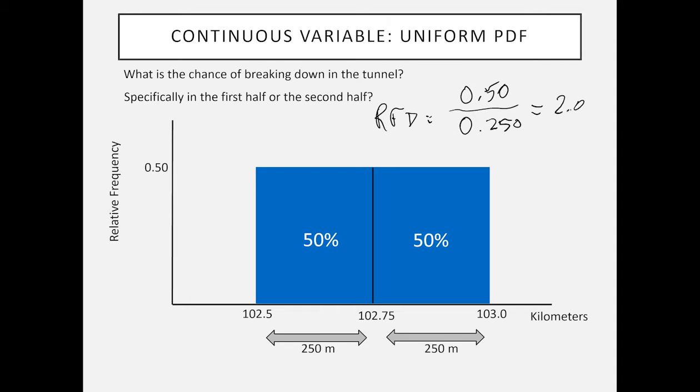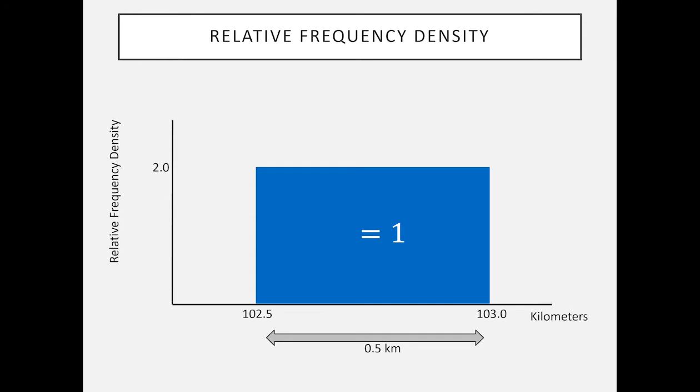So what this means is the notion of relative frequency density is invariant to however I define the length of the segment. I can make it 250 meters, 50 meters, 100 meters, whatever I want. Relative frequency density will always be equal to 2. So I'm going to graph this now on the next chart, where you'll notice I've got relative frequency density on the vertical axis, equal to 2. And I've got the tunnel, 102.5 to 103.